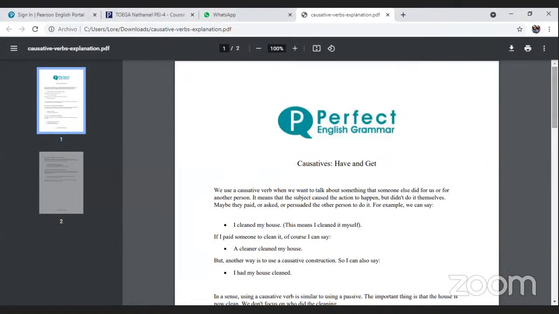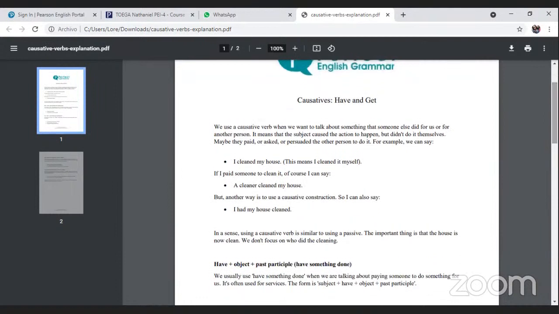So today we're gonna start with this grammar that is about causatives. I don't know if it's familiar to you, but we're gonna practice the use of have and get. Okay. We're gonna start with this little concept. We're gonna read examples and then do some exercises to practice this, okay?